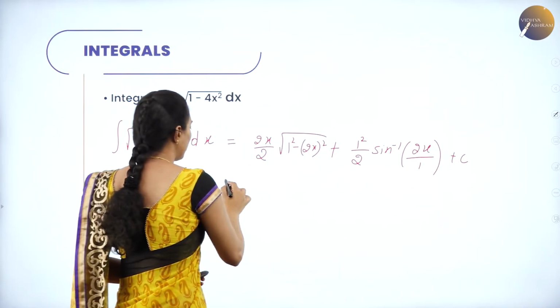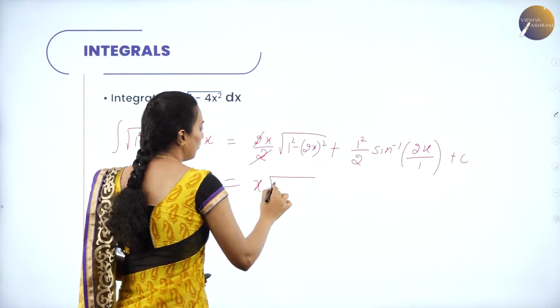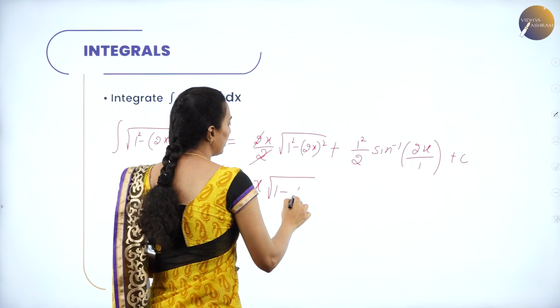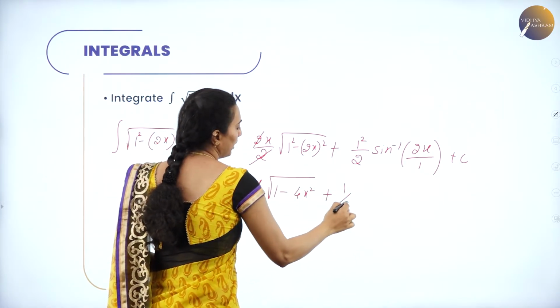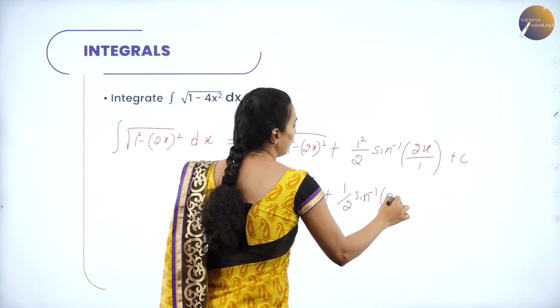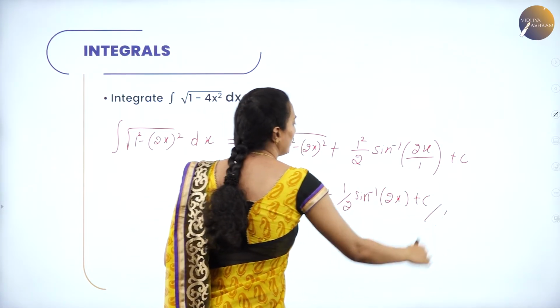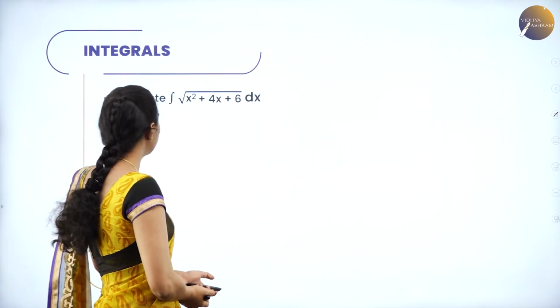I hope you got this one, which happens: 2 will get cancelled. x into under the root of 1 squared is 1, 2x whole squared is 4x squared, isn't it? So plus 1 squared is 1 by 2 into sine inverse of 2x divided by 1, which is nothing but 2x, plus c. And this is your final answer. Now we'll be moving on to the next problem.